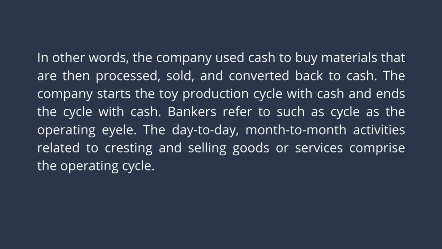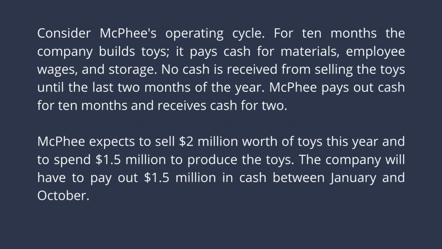The day-to-day, month-to-month activities related to creating and selling goods or services comprise the operating cycle. Consider McPhee's operating cycle. For 10 months the company builds toys. It pays cash for materials, employee wages, and storage. No cash is received from selling the toys until the last 2 months of the year. McPhee pays out cash for 10 months and receives cash for 2.